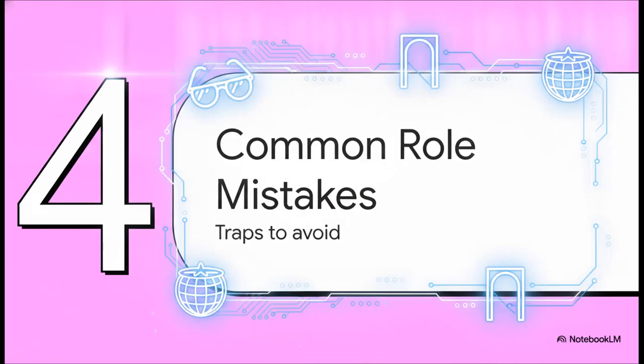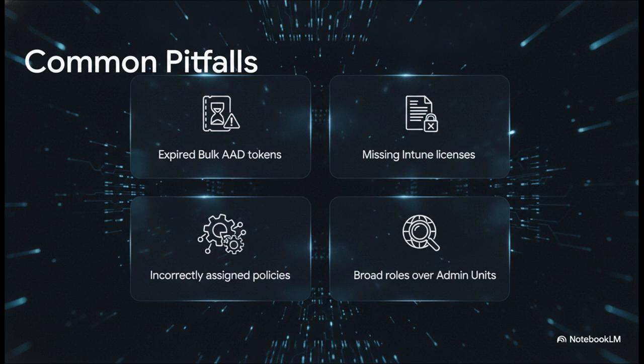Section 4, avoiding common role mistakes. Putting on my mentor hat for a minute, let's talk about the traps that generate absolute panic tickets for administrators. First up, expired bulk AAD tokens embedded in provisioning packages. These usually expire after a month, and trust me, they will instantly cause a deployment failure. Second, missing Intune licenses. Without a license, your policies are completely invisible to users. We also see incorrectly assigned policies a lot, where users just never receive their settings. And finally, a huge security risk, assigning broad directory-wide roles instead of utilizing administrative units.